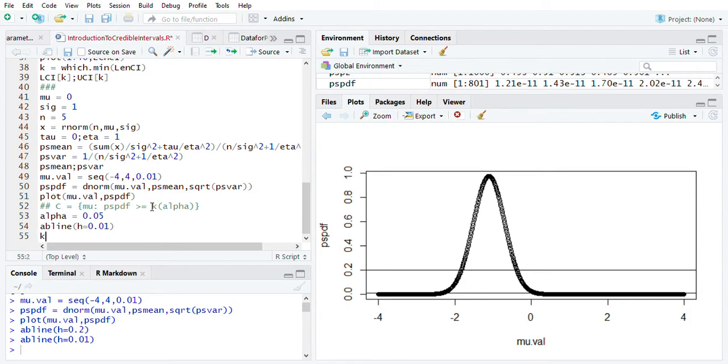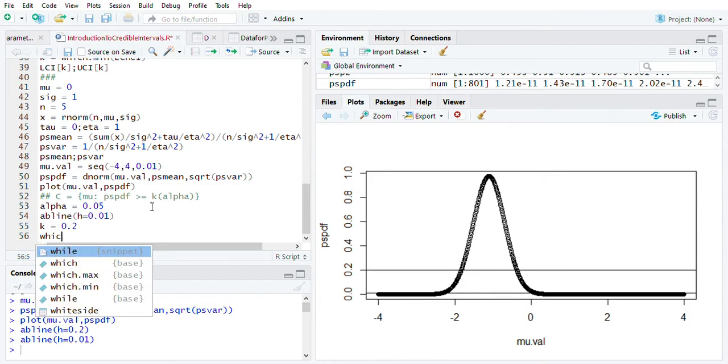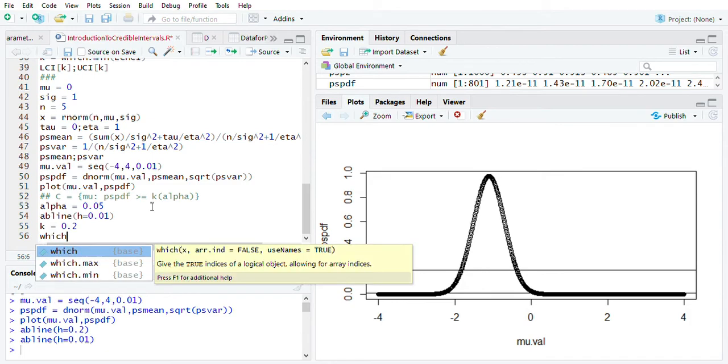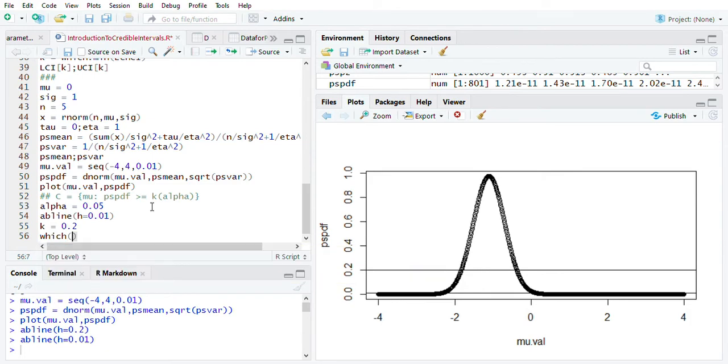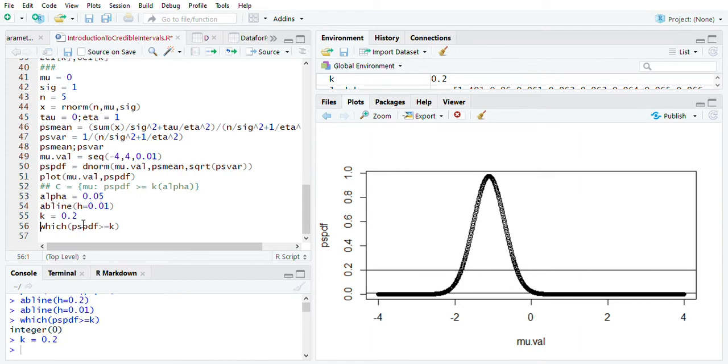So suppose I have started with k equal to 0.2. Let us see how to identify the set first. I am looking for all those points for which the posterior PDF is greater than or equal to k. So which of PS PDF is greater than or equal to k? What is it going to give me? Let us try to run the code. I am sorry, I should have run this first, k equal to 0.2.